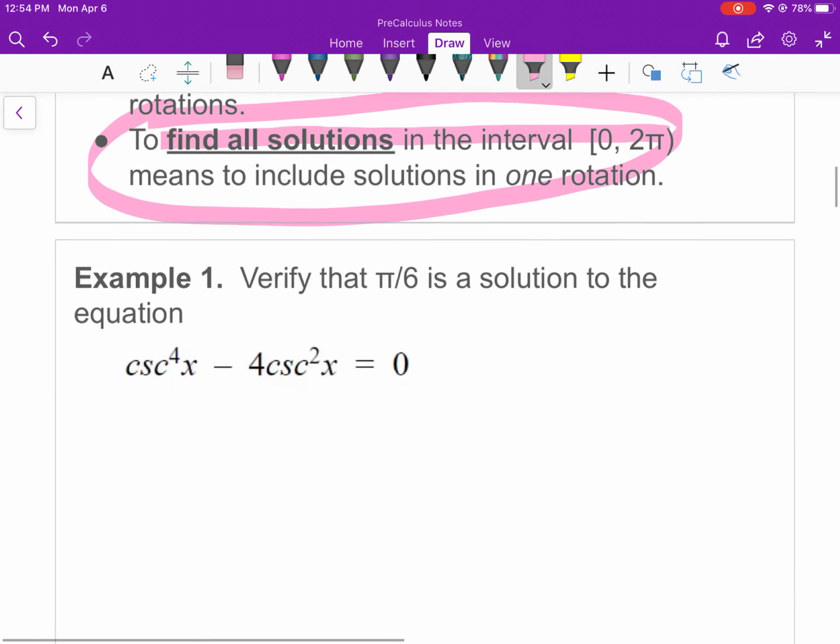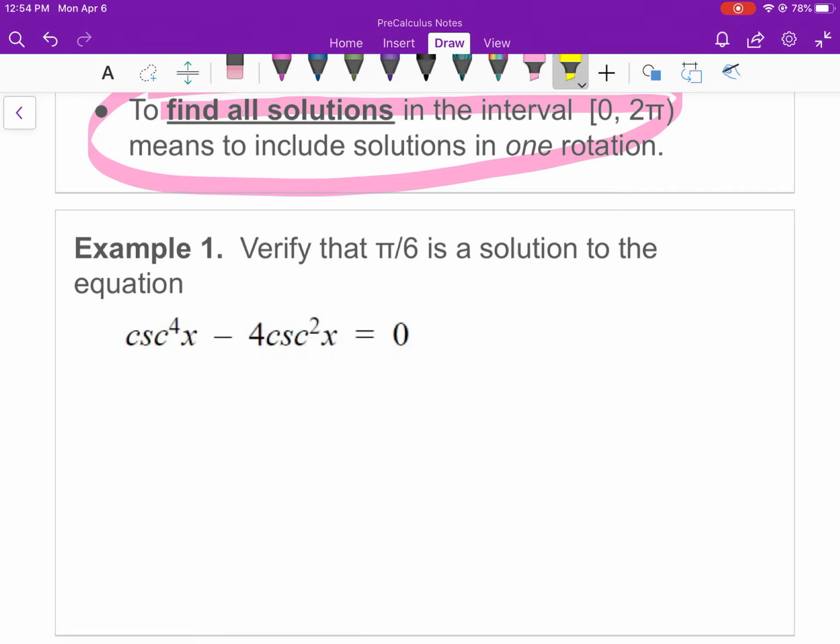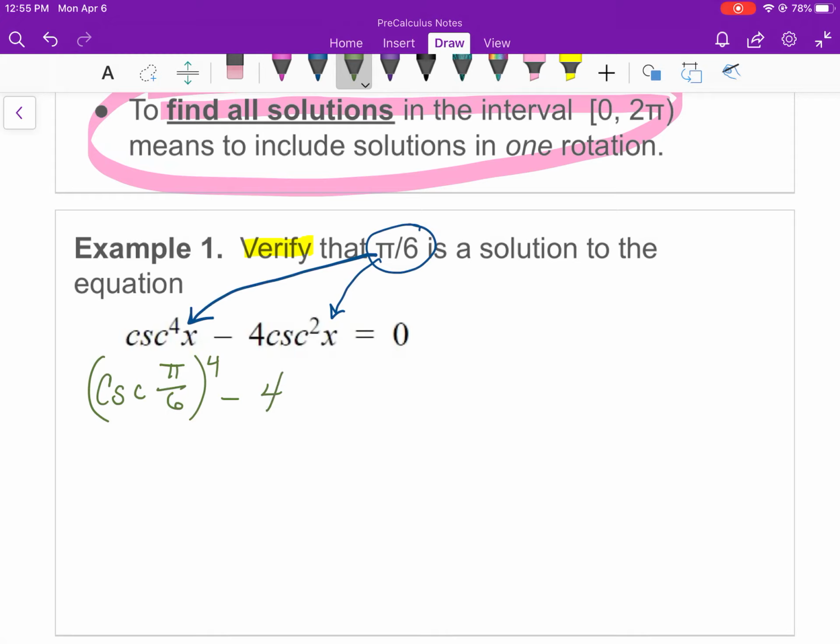All right, example 1, first we're just going to verify. So the directions say verify. I'm just plugging in pi over 6 for x, and I'm showing that when I plug in pi over 6, I actually get 0 back for an answer. So we're going to take the cosecant of pi over 6, and that fourth power means we're going to take the result to the fourth power. And here we're going to just square the cosecant of pi over 6. And we want to verify that this does equal 0.